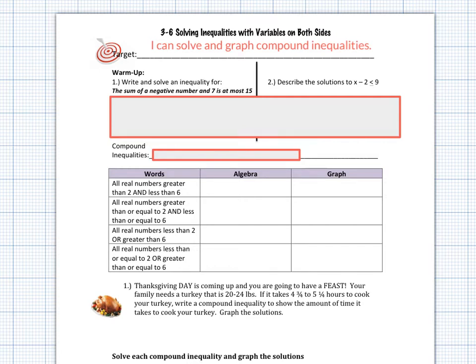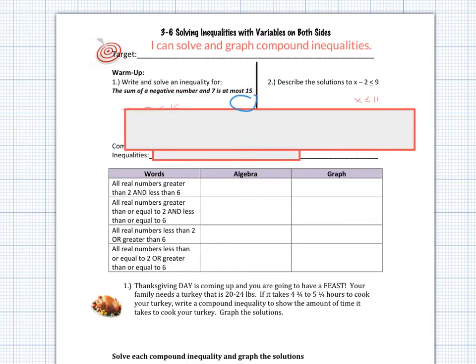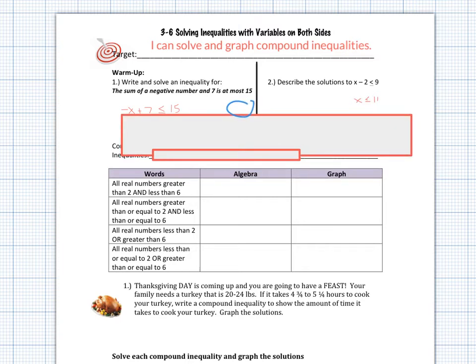So for number 1, it says the sum of a negative number and 7 is at most 15. Remember that phrase, at most, means it can't go over 15. It could be 15, but it can't go over. So it's less than or equal to. A negative number, we don't know what that number is, but we know it's negative. So that would be like negative x. So you have negative x plus 7 is less than or equal to 15.